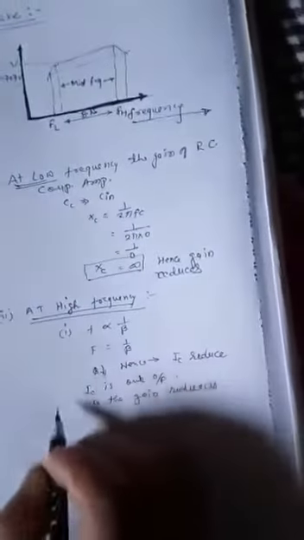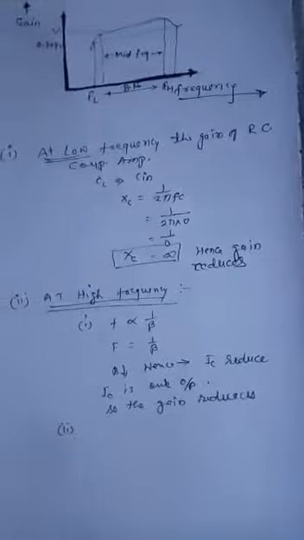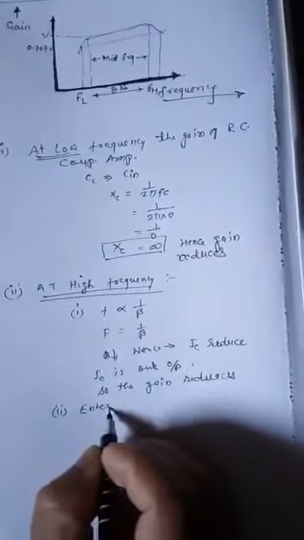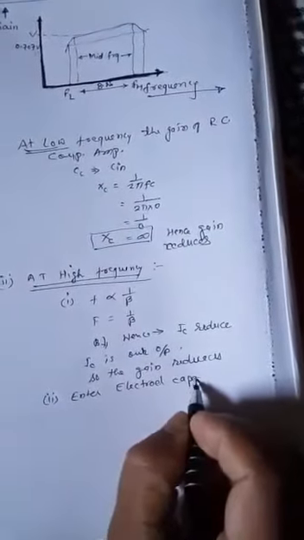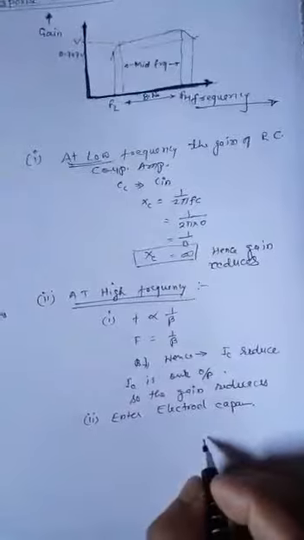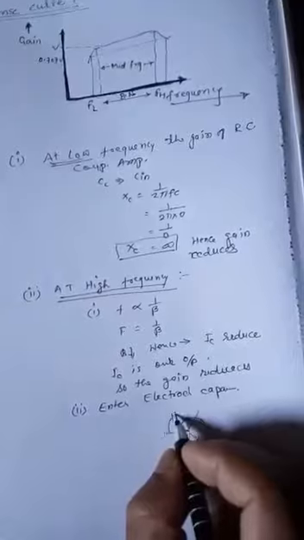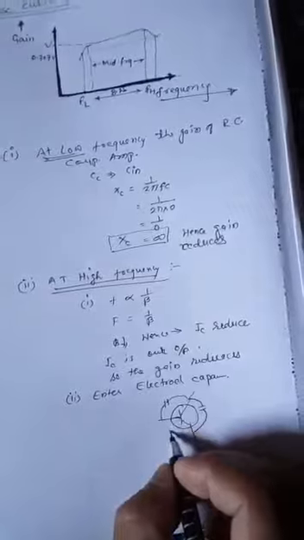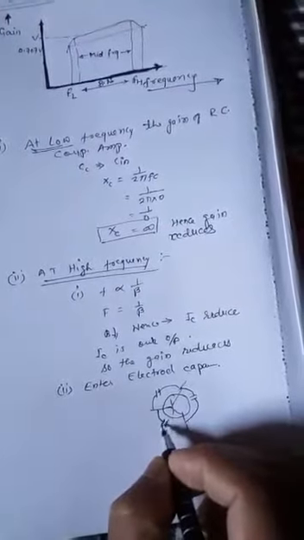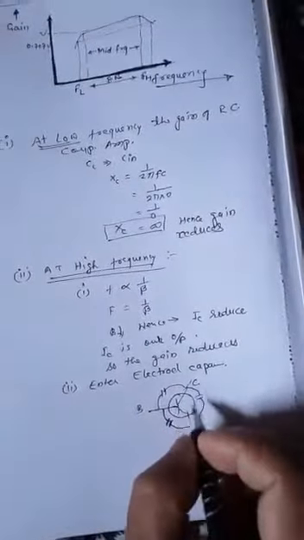Another reason for the reduction of gain at high frequency is inter-electrode capacitance. Inter-electrode capacitance. Let us consider a transistor. The inter-electrode capacitance is a capacitance between the three terminals: emitter, collector and base. We consider three capacitors attached between the base, emitter and collector terminals.